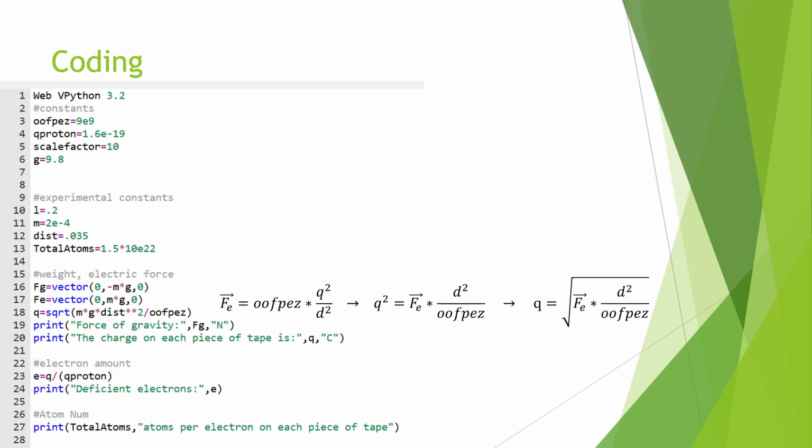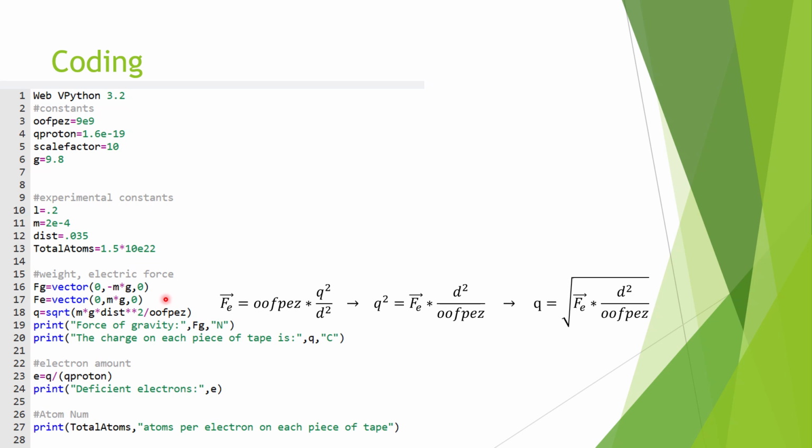For the coding, I had the constants: Phys, which is 1 over 4 pi epsilon, and then the charge of a proton, the scale factor, which was just used for arrows, and the constant force of gravity. And then the length of the tape was 0.2 meters, the mass, the distance of when you could start to see the tape float, and then the total atoms, which was an estimate used with the mass of the tape.